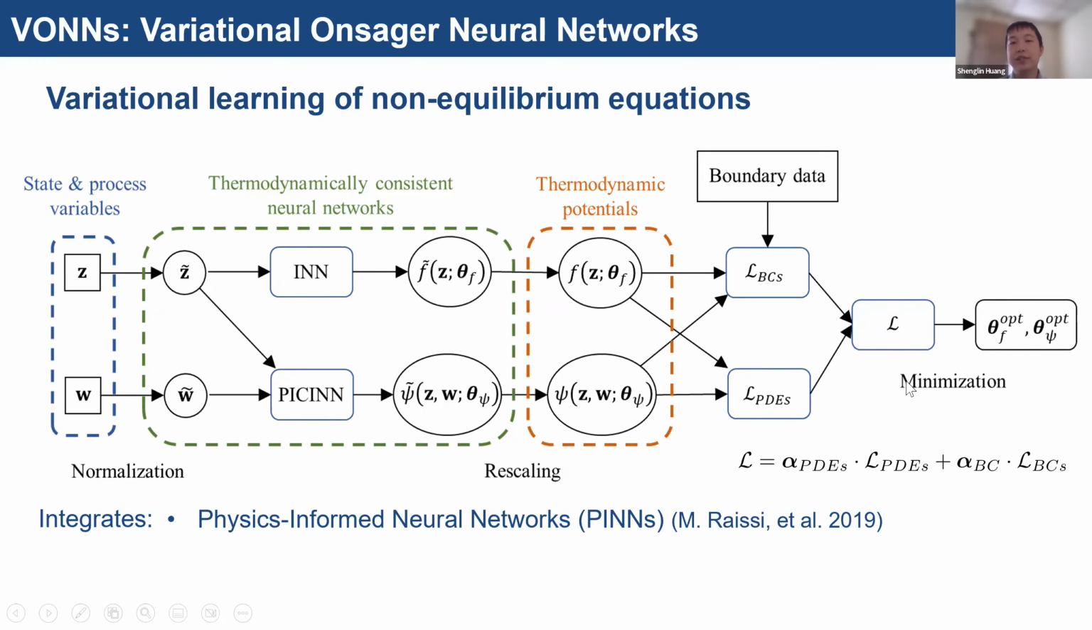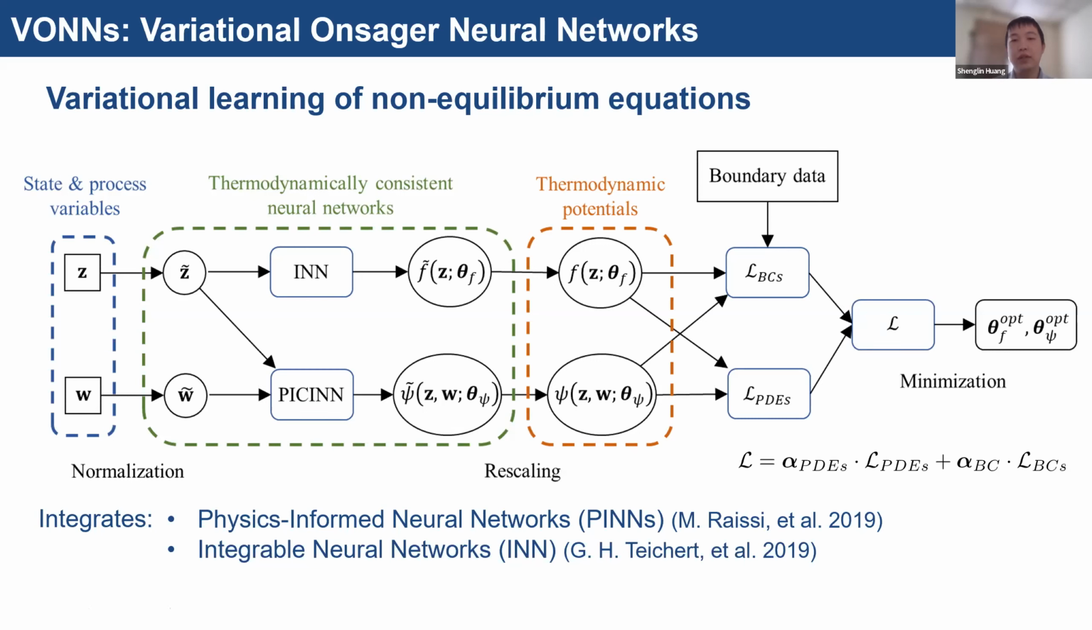And then we do minimization over this loss function, so that we can find the optimal state of the system to obtain the two potentials for the system. Moreover, in this process, I also use some other techniques. One is called integrable neural networks.